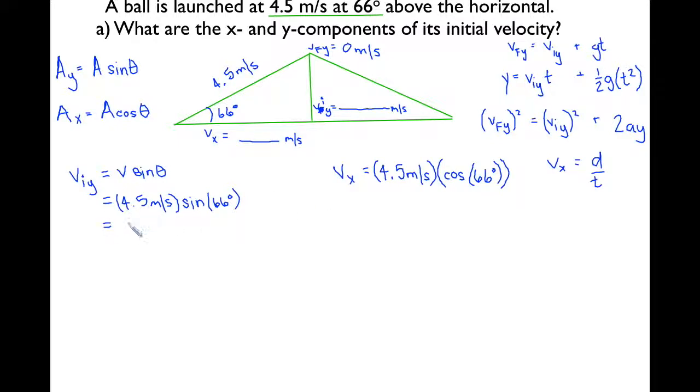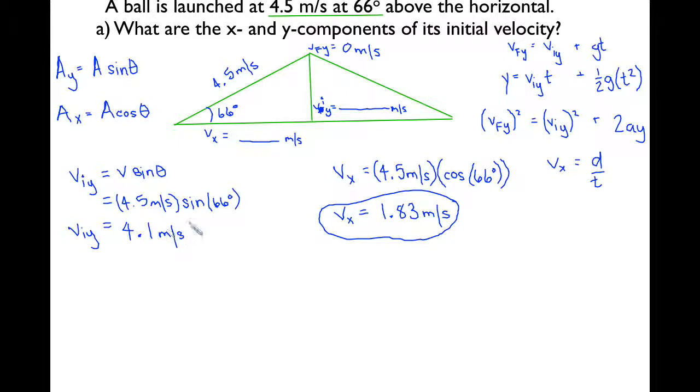When you put this in your calculator, you should get 4.1 meters per second for your initial y velocity, and for your x velocity, which is both your initial and your final because it's not accelerating, is going to be 1.83 meters per second. And that's how we find our x and y components, which we will need to do any more math.